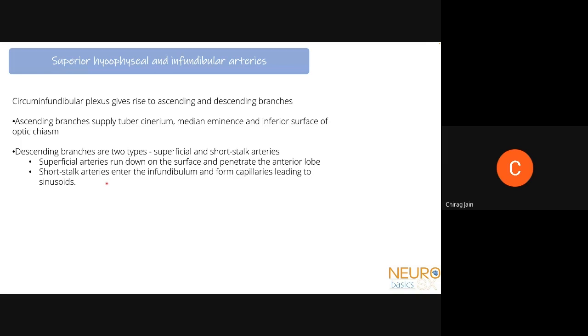The ascending ones will supply the structures above, obviously, and that will include the tuber cinereum, the median eminence, and the inferior surface of the optic chiasm. The descending branches are what supply the pituitary gland. These are the superficial and short stalk arteries. Superficial arteries will run down on the surface and supply predominantly the anterior lobe, but the short stalk arteries will supply the stalk.